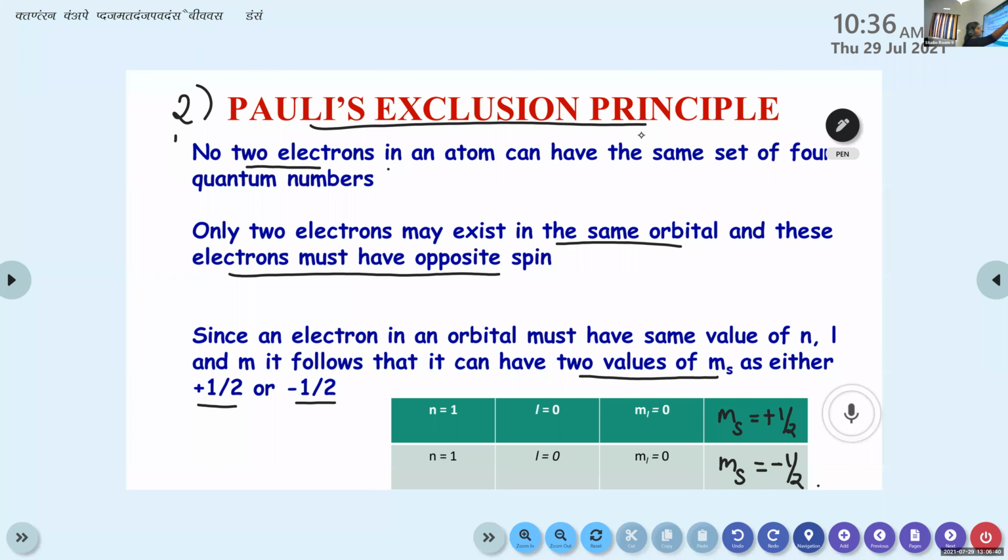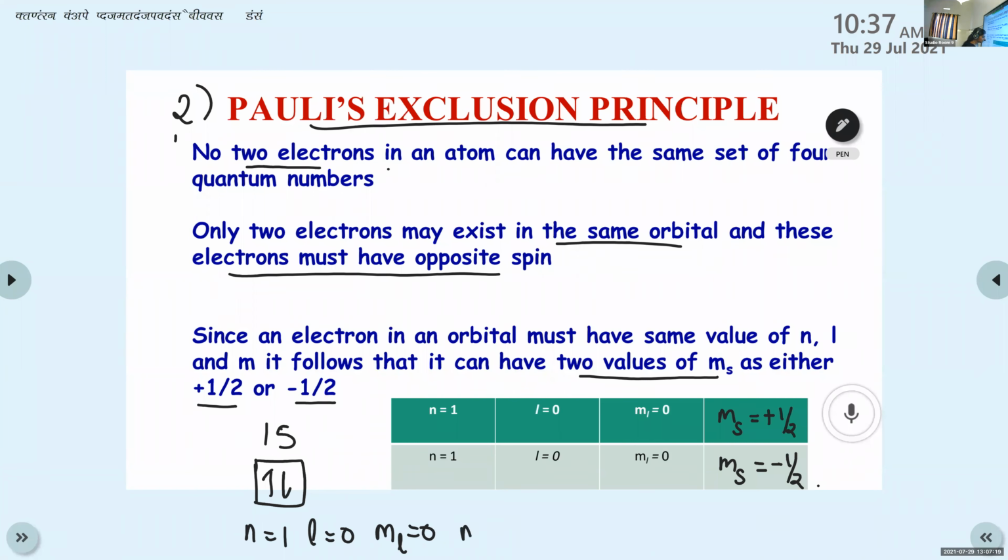Third point. Yes. I told you the maximum capacity of each orbital is 2 electrons. Since an electron in an orbital must have the same value of n, if we are considering the 1s orbital, both electrons have n value 1, right? Then their l value is 0. And they are in the same orbital, so their ml value is also the same, because for n equal to 1, the ml value is 0, right?